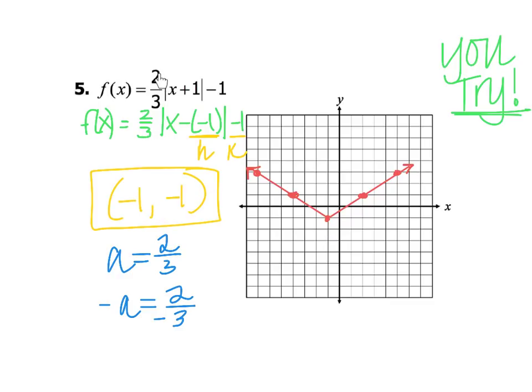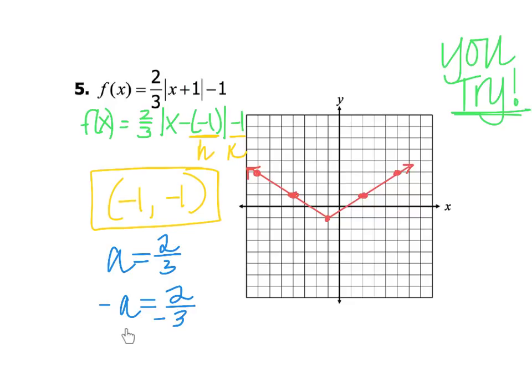Then our a, which is 2/3, tells us that our slope is going to change. So it's not just up 1 over 1, like our absolute value parent function. We're going to go on the right side, which is just our positive a, up 2 to the right 3. So from our vertex, we went up 2 to the right 3, up 2 to the right 3.